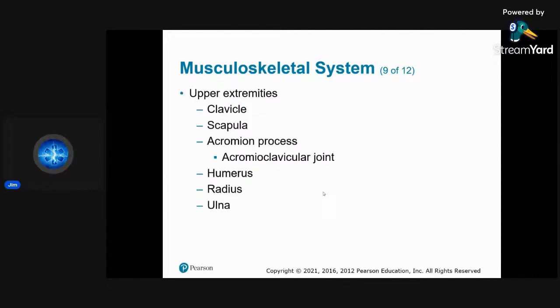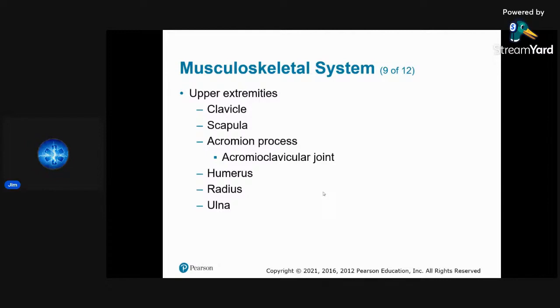Upper extremity, your clavicle. That's that bone that goes across the top of your chest. Remember, it can be fractured very easily, and when it does fracture, it's pretty painful for your patient. The scapula is your shoulder blade. Your acromion process and acromioclavicular joint point is where the clavicle meets the scapula.